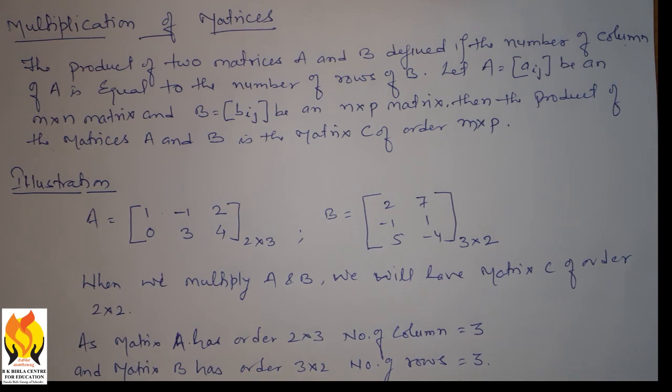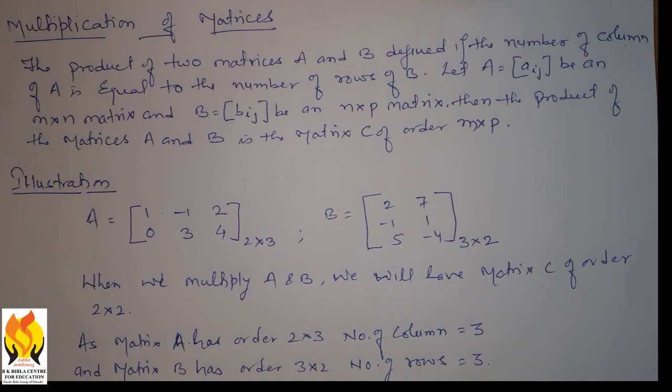The product of two matrices A and B is defined if the number of columns of matrix A is equal to the number of rows of matrix B. I am repeating, the product of the two matrices A and B is defined if the number of columns of matrix A is equal to the number of rows of matrix B.